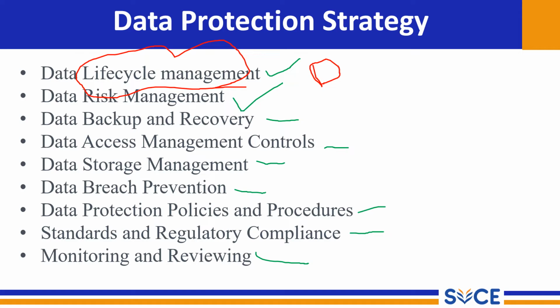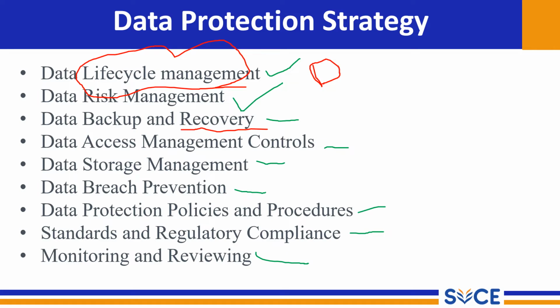Next one is data risk management. In order to properly protect the data, the organization must first identify and assess all the risks and threats that may affect the data. A data protection strategy needs to take these risks and threats into account, and it includes measures designed to reduce these risks. Next one is data backup and recovery.